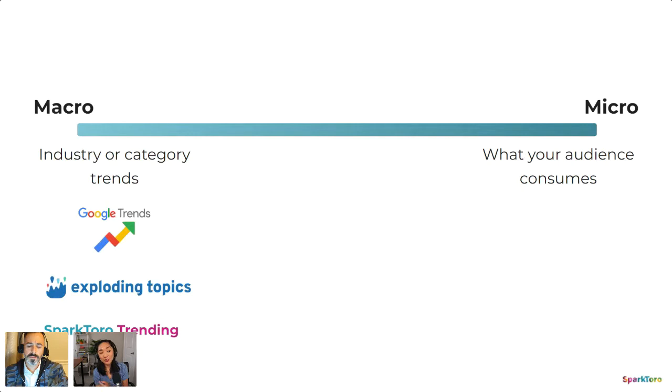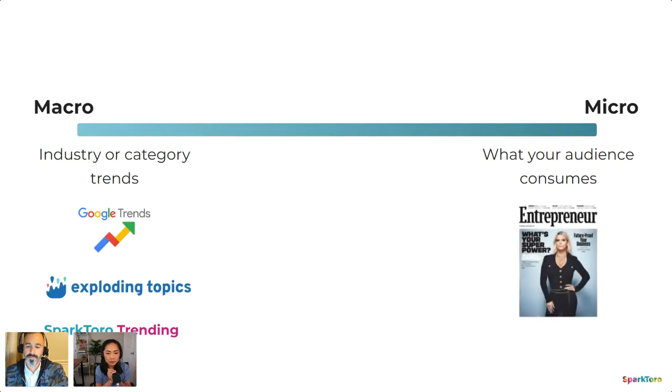You can also look at SparkToro trending. This is one of our own free tools where you'll see what other marketers are talking about or sharing online. So it gives you a good sense of some of those category trends. And then, what does your audience consume? Things like magazines, podcasts, social accounts, those sorts of things.